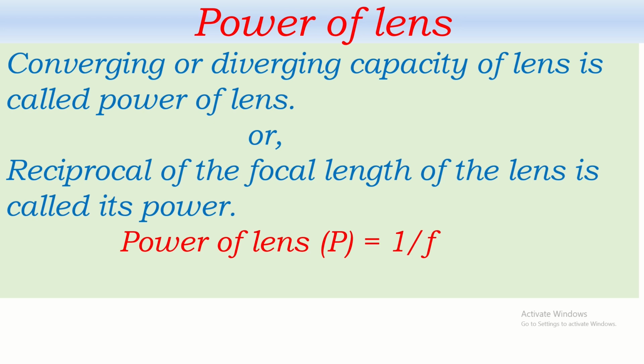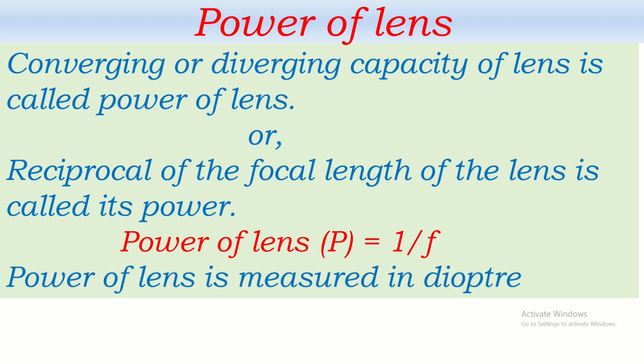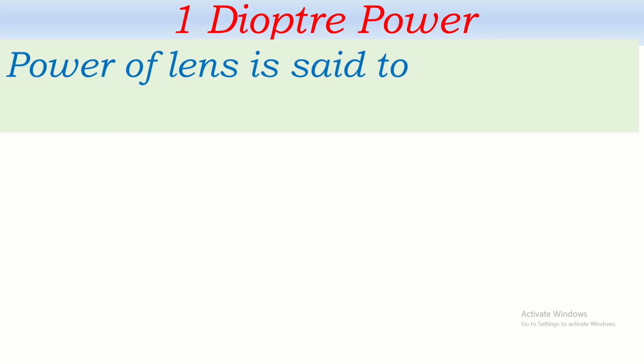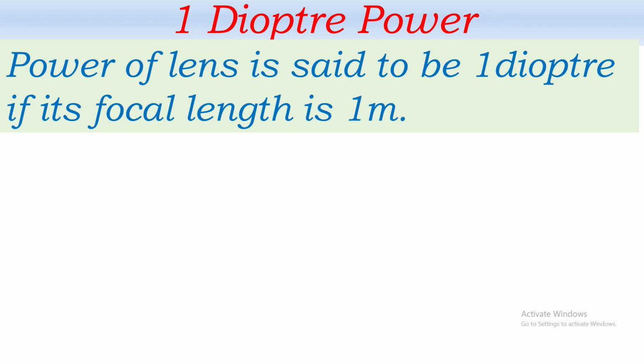Small f represents focal length and it is measured in meter. Power of lens is measured in diopter. It is the SI unit. That's why focal length of the lens should be measured in meter. Now it's time to talk about 1 diopter power. What is it? Power of a lens is said to be 1 diopter if its focal length is 1 meter.